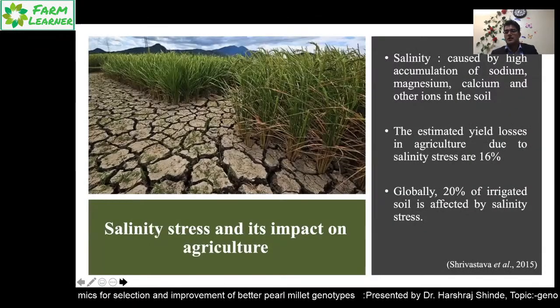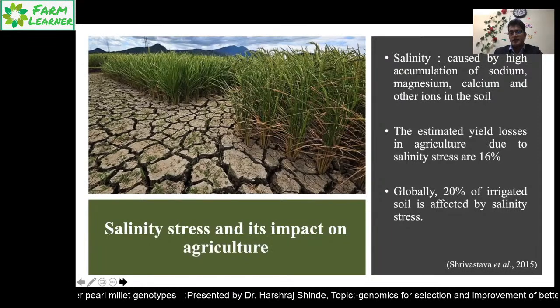So salinity is mainly caused by a combination of sodium, magnesium, calcium, and other ions in the soil. It has estimated losses in agriculture. Yield losses in agriculture due to salinity are 16%. Globally, a lot of land is affected by salinity stress. 20% of irrigated soil is affected by this stress. In this picture, you can also see how salinity stress has caused soil problems in rice.